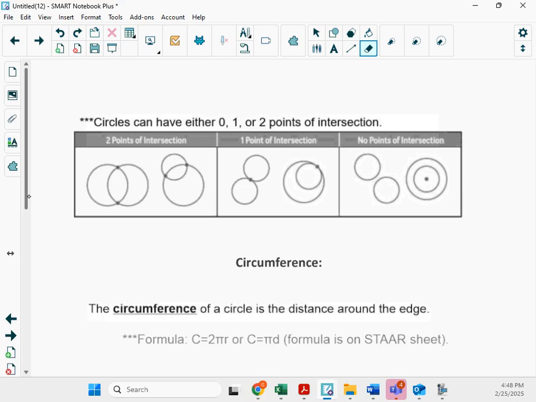We see in the diagram there, circles can either intersect at 2 points if they overlap, 1 point if they just touch each other once, or no points at all, whether it be concentric or not. They may not intersect at all.